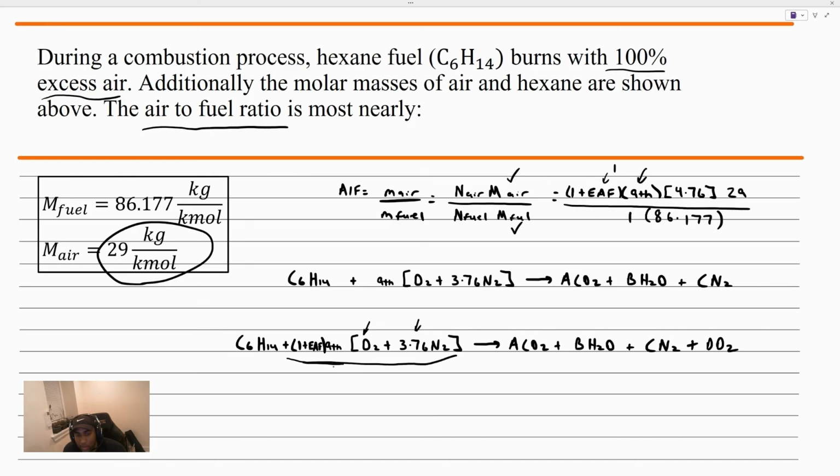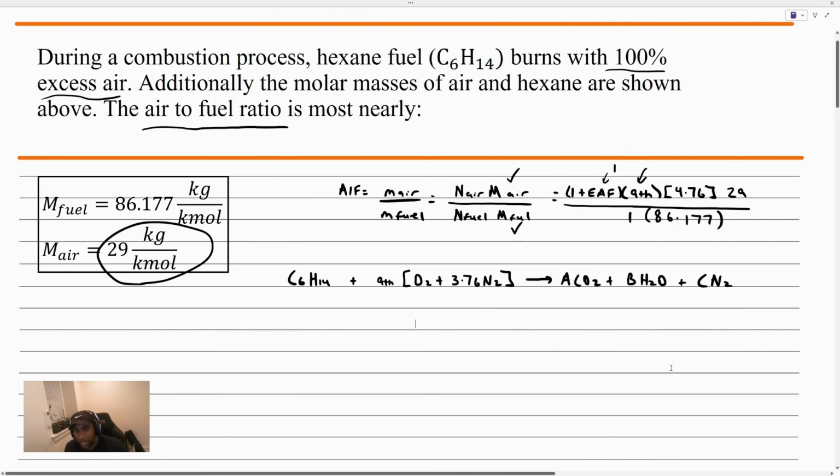And we do that by looking at the combustion equation without any excess air. So I'm going to go ahead and remove that excess air. And we're just going to solve this just doing stoichiometry. So we're going to start with the carbon balance. We have 6 carbons on the left side. And how many carbons do we have on the right side? We have 8 carbons on the right side. So immediately we know that that coefficient A is equal to 6.